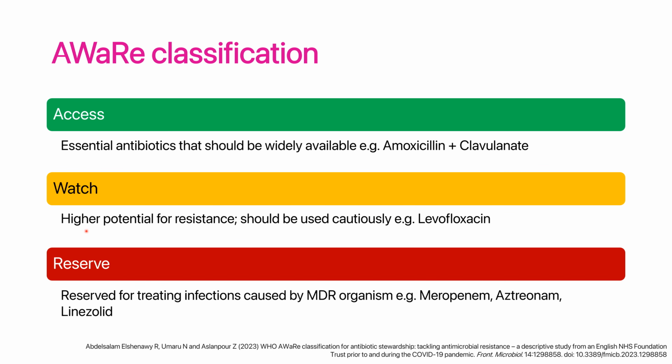Watch group refers to antibiotics with higher potential for resistance and should be used very cautiously. For example, levofloxacin. While administering empirical therapy, we have to avoid this watch group and reserve group of antibiotics and try to give an antibiotic from the access group. Last is reserve group. Reserve group antibiotics are reserved for treating infection caused by multi-drug resistant organisms, and those should always be kept for the last resort. They should not be used right from the start. Those include meropenem, aztreonam, linezolid, and some other antibiotics.